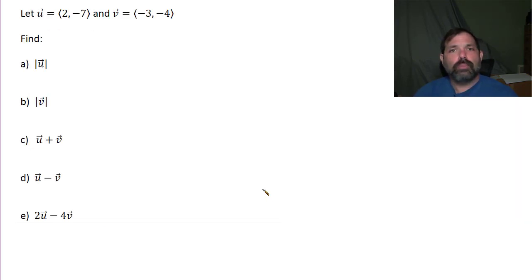Alright, so now it's just some practice with the notation. Here I've given you two vectors, u, which is the standard vector 2, -7, and v, which is the standard vector -3, -4. And what I'd like for you to do is find these various quantities. And so you really should pause and try these out on your own before I do them.